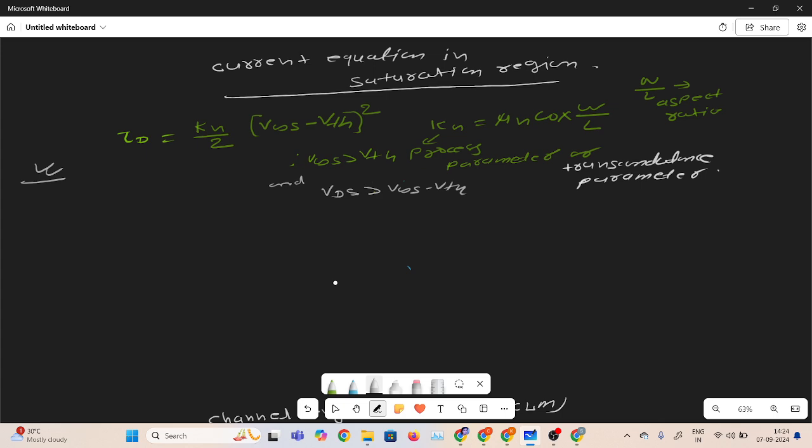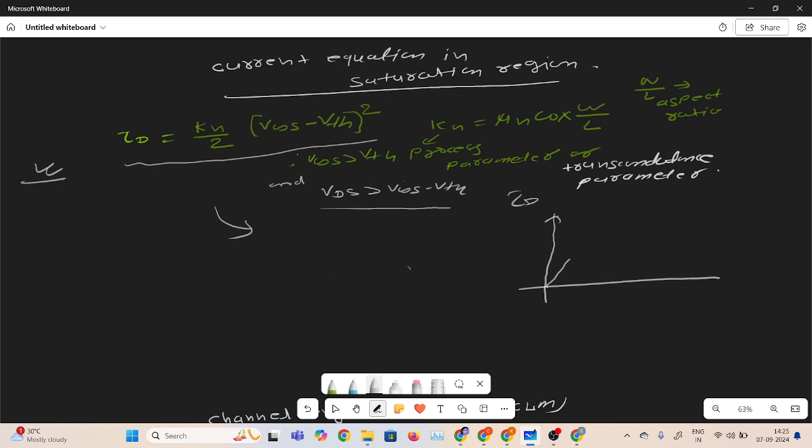firstly, this equation I already saw: the current equation in the saturation region. ID is equal to Kn by 2 times (Vgs minus Vth) whole square, when Vgs is greater than Vth and Vds is greater than Vgs minus Vth. You know this already, I hope. In the last video I told you that the current will be constant in the saturation region. This graph I already explained.